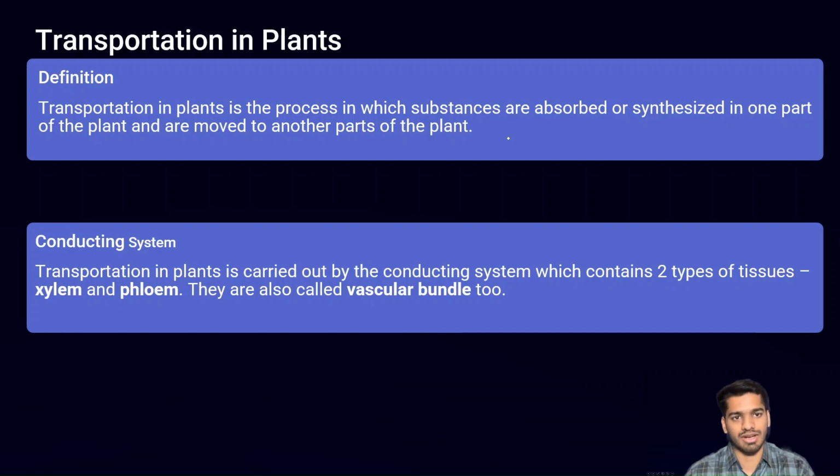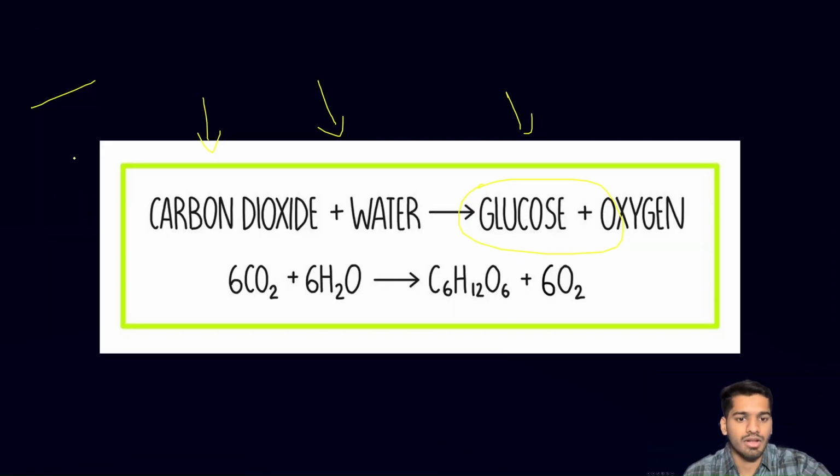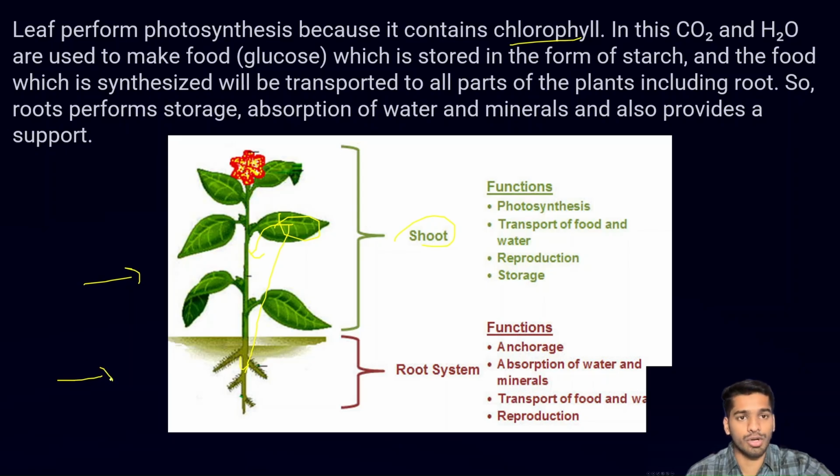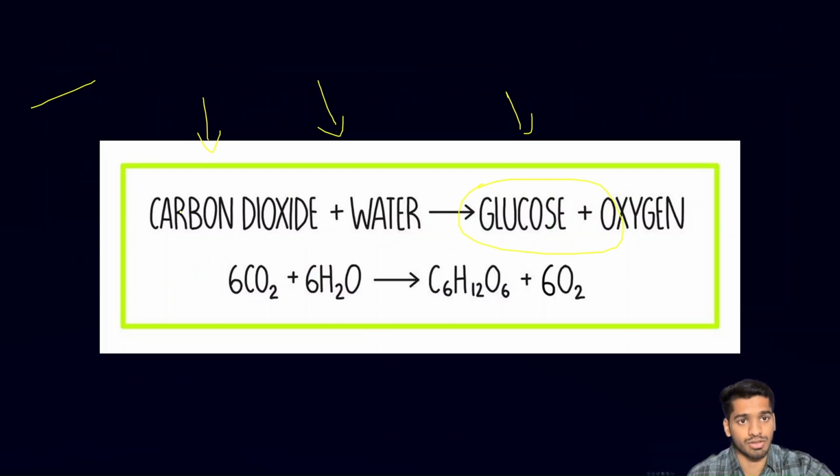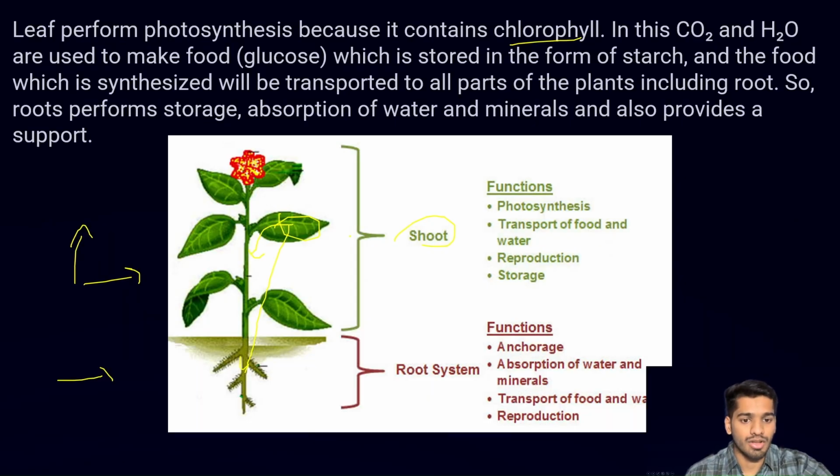So what is transportation? It is a process in which substances are either absorbed or synthesized in one part of the plant, then they are moved from that part to another part of the plant. For example, we all know the roots are going to absorb water. So after the absorption of water, I'm going to send these water molecules towards the shoot system. Now the reason is for the photosynthesis, for the production of food, I need water. So this water which was absorbed by the root is moved towards some other parts for some other function.